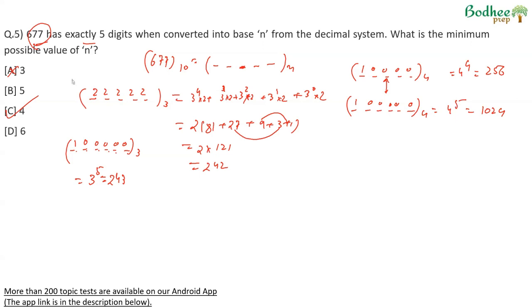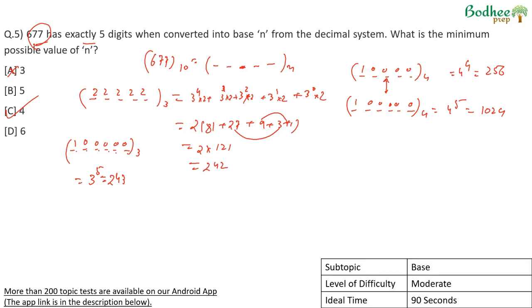Just looking at the range of numbers in that base, starting from 3 going up to 4, since the options are 3, 4, 5, and 6, gives me the answer as 4. Again, in terms of the approach, I would say a moderate question, but even in the worst case scenario, if we start converting 677 into base 3 and then base 4, we will still get the answer and should not take more than about 2 odd minutes maximum to get this question done.